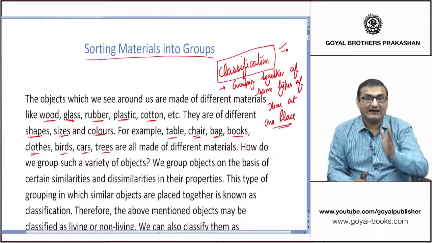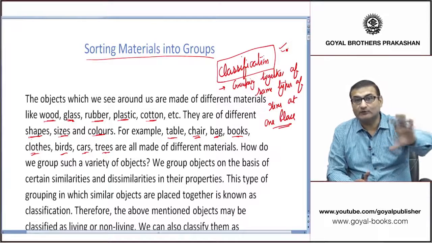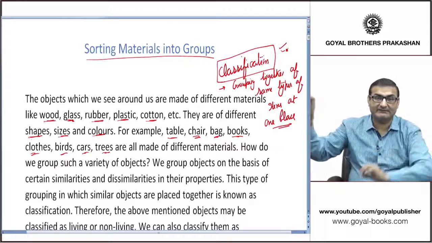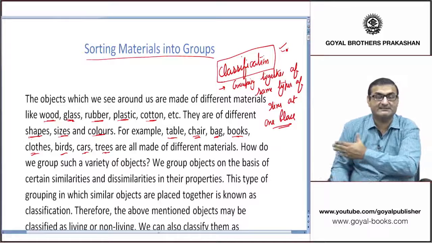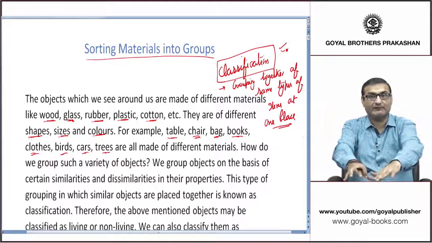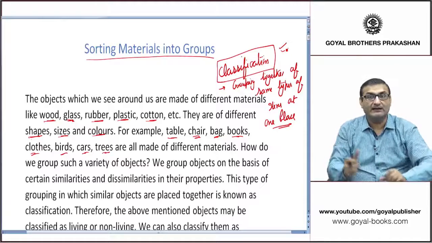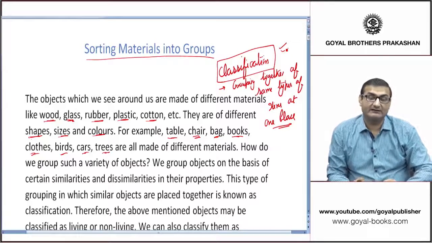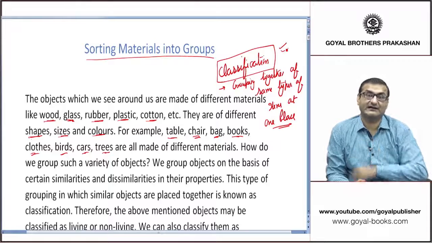Another example of classification is our clothes. My clothes are kept at a particular place. They are grouped together at one place. They belong to me. My mother's at one place, my father's at one place, my brothers' and sisters' at one place. Had it been that all the clothes are just jumbled up on the bed and we have to select one, it would have been very difficult. So this is what classification does.